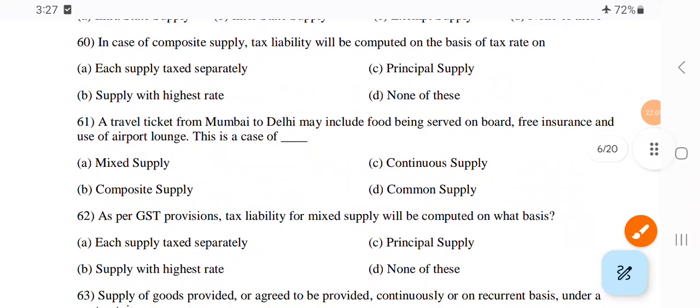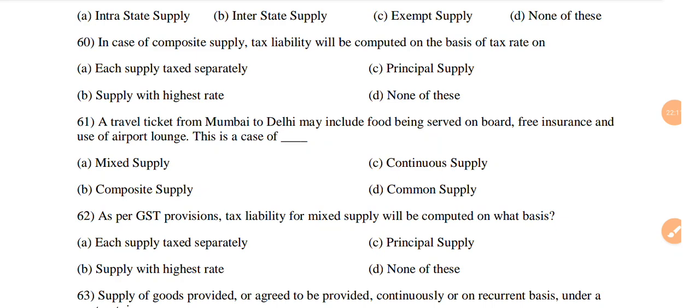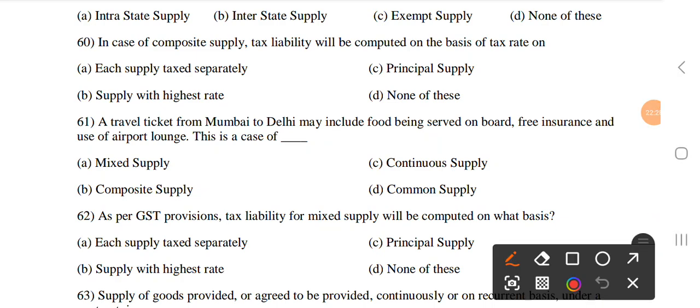Next question. In case of composite supply, tax liability will be computed on the base of tax rate on option A each supply taxed separately, B supply with highest rate, C principal supply, and D none of this. The correct option is C, principal supply.